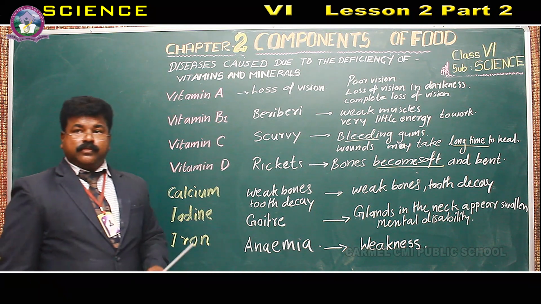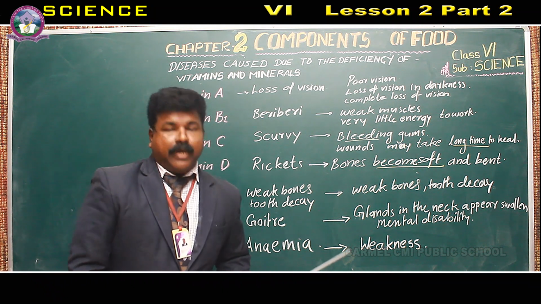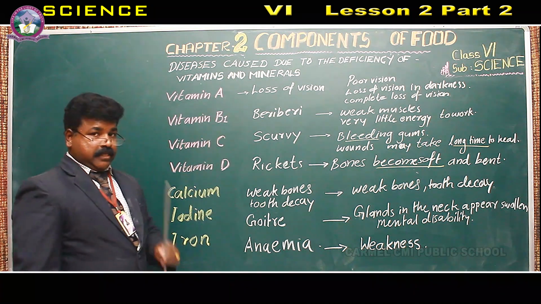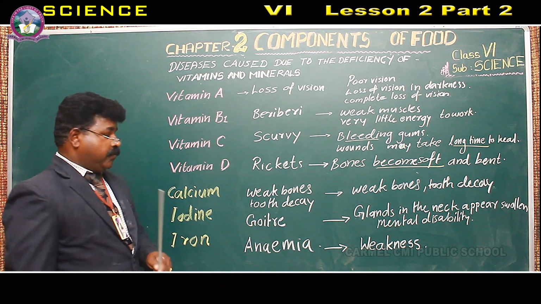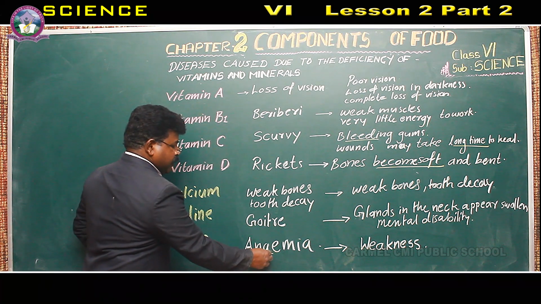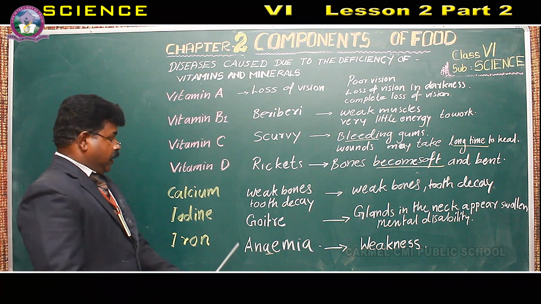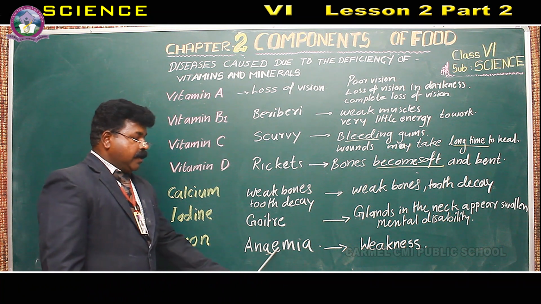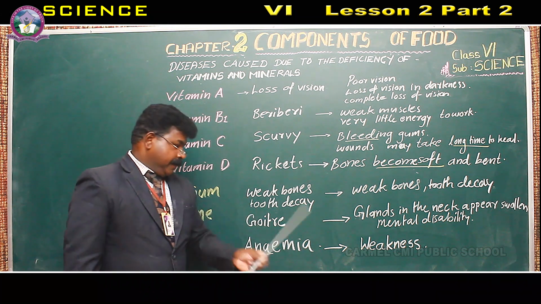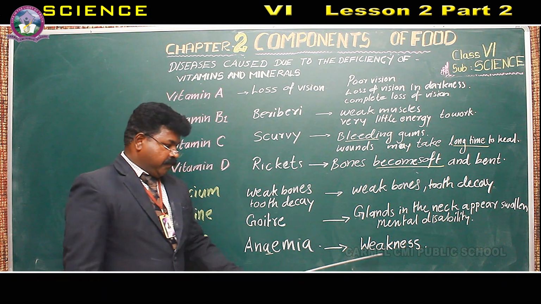A-N-A-E-M-I-A. Most of the children are writing A-N-E-M-I-A. So whenever you are writing the spelling of anemia, you must be very careful. Here there is an A, but its pronunciation is silent only. Anemia, A-N-A-E-M-I-A.